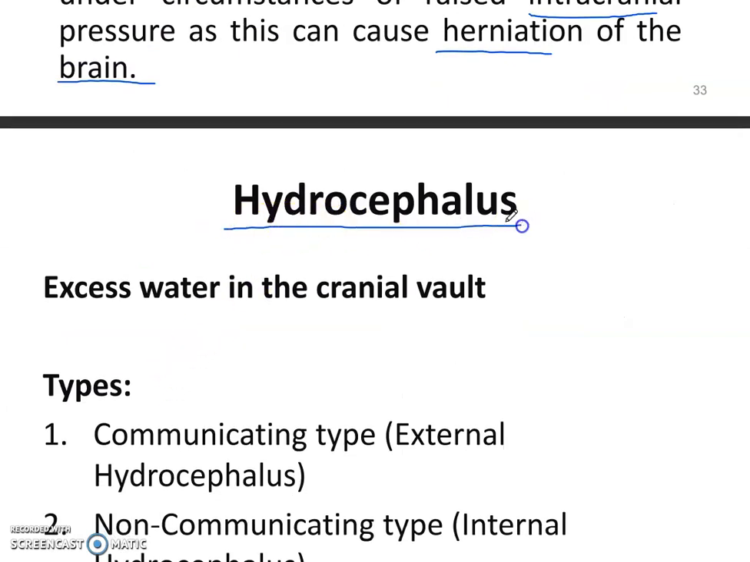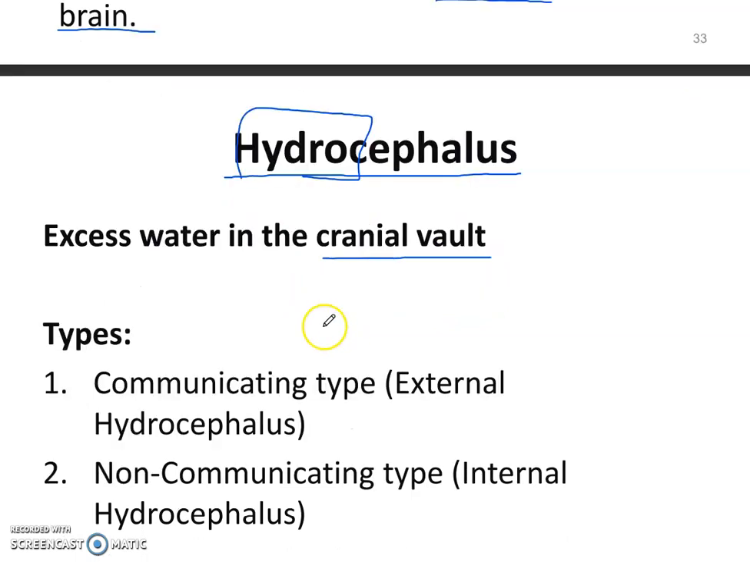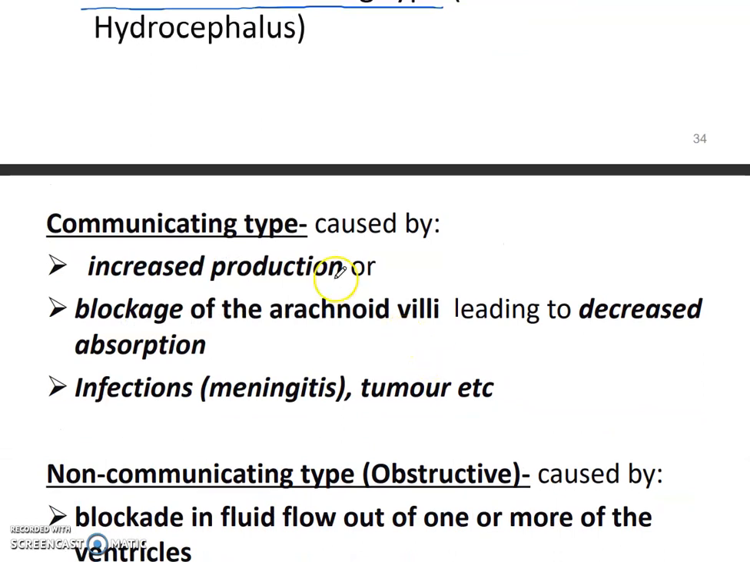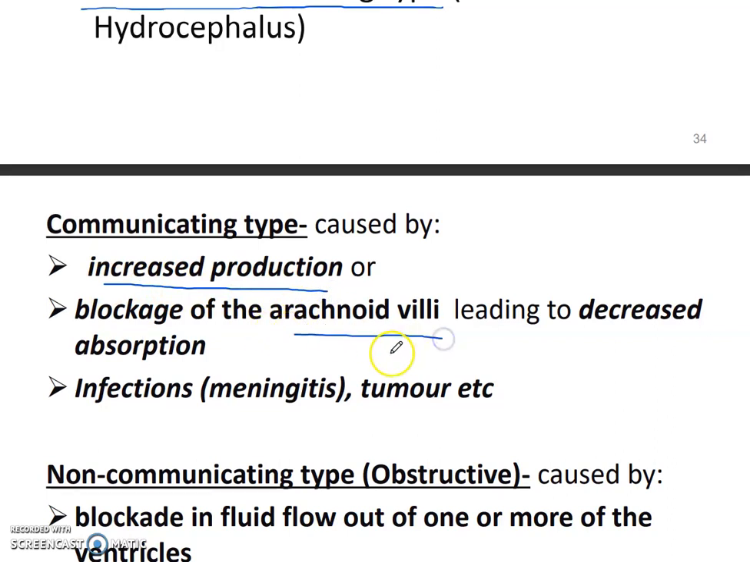What is hydrocephalus? Hydro means water, and it is the excess water in the cranial vault. Then there is the communicating type, meaning the fluid is flowing, and then there is the non-communicating type, meaning it is present in only one place. In the communicating type, there are increased production, blockage of the arachnoid villi, and infections.